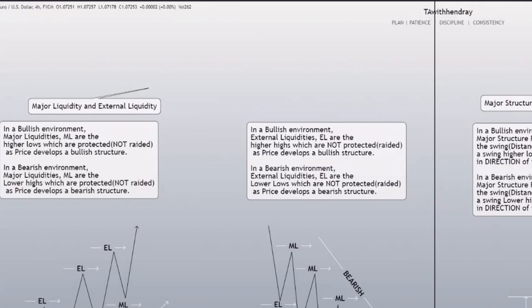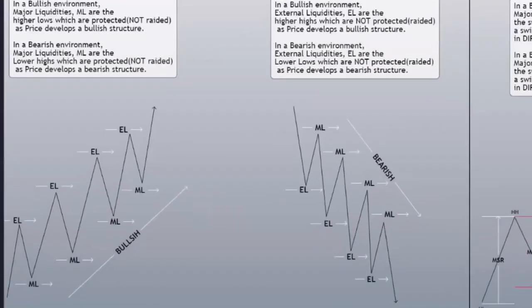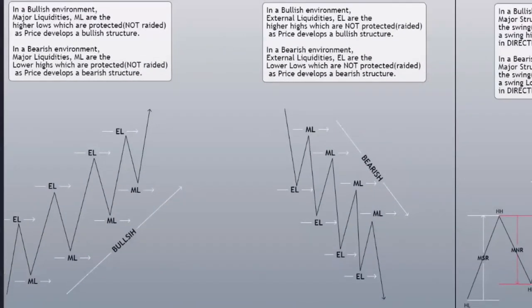Now, in a bullish environment, we are here now. That is where we are at the moment. In a bullish environment, external liquidities are the higher highs, which are not protected, raided, as price develops a bullish structure. And in a bearish environment, external liquidities, EL, are the lower lows, which are not protected, that is, they are raided, as price develops a bearish structure. We can categorically see them in a bullish environment. We can see what we have here.